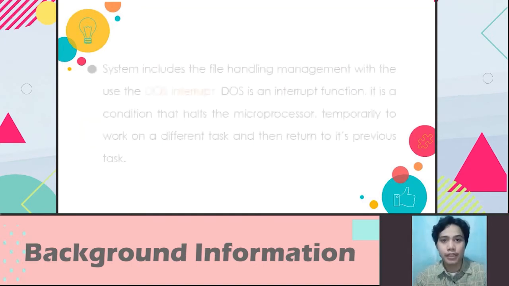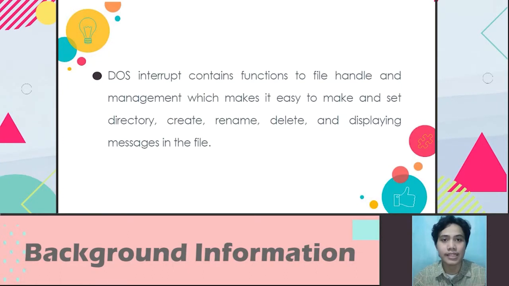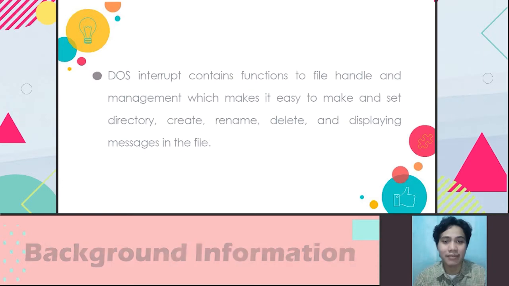Furthermore, the system includes file handling management with the use of the DOS interrupt. DOS interrupt is a function. An interrupt is a condition that halts the microprocessor temporarily to work on a different task and then return to its previous task. And the DOS interrupt contains functions for file handling and management, which make it easy to make and set directories, create, rename, delete, and display the message in the file.